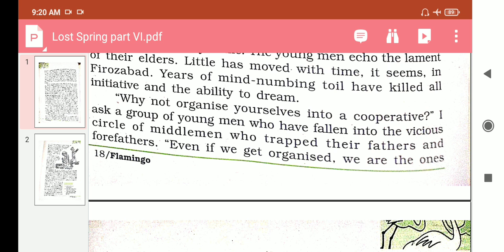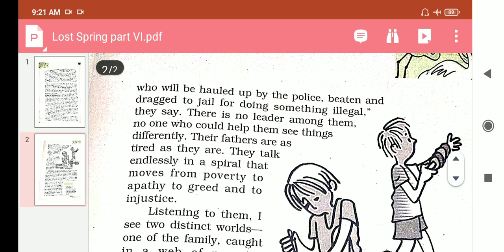Why not organize yourselves into a cooperative, I ask a group of young men who have fallen into the vicious circle of middlemen who trapped their fathers and forefathers. If we get organized, we are the ones who will be hauled up by the police, beaten and dragged to jail for doing something illegal.